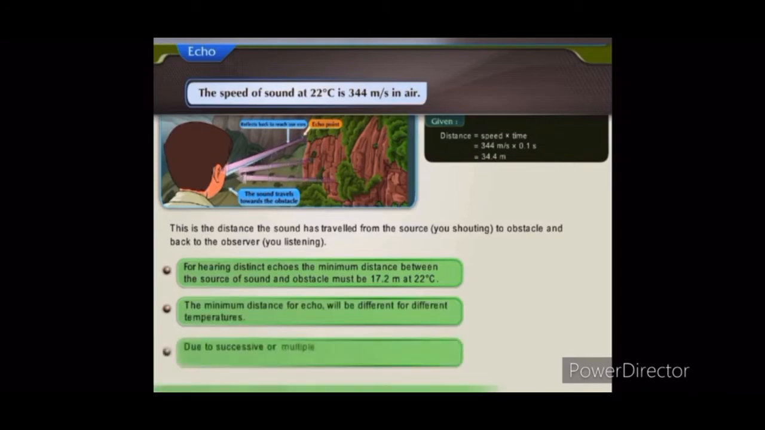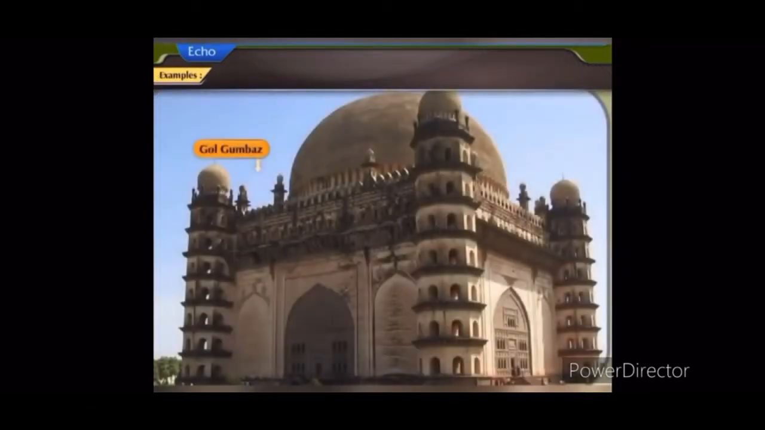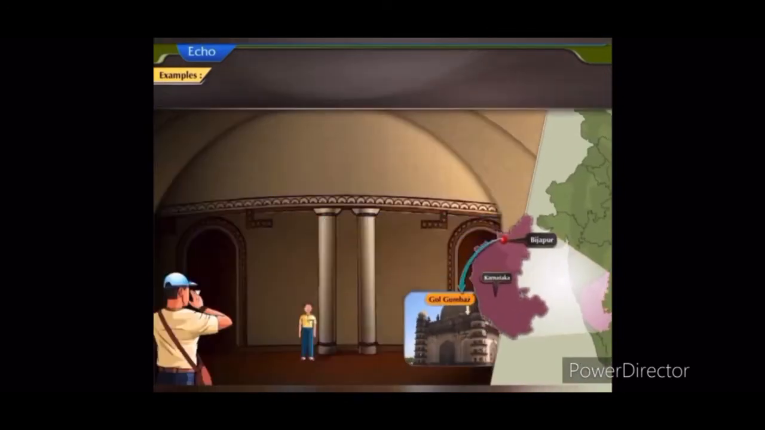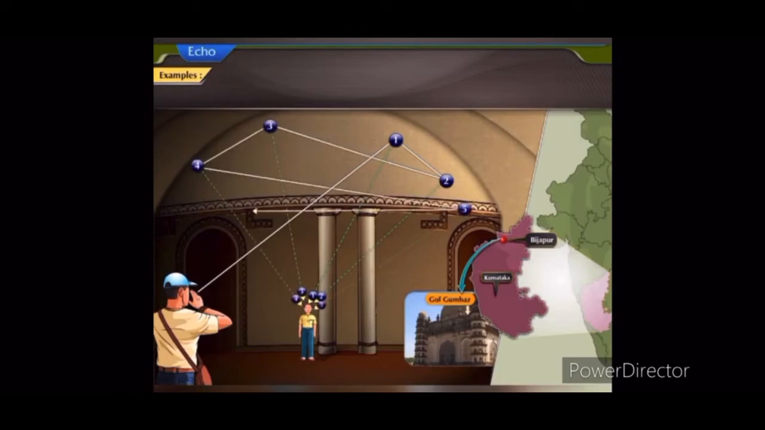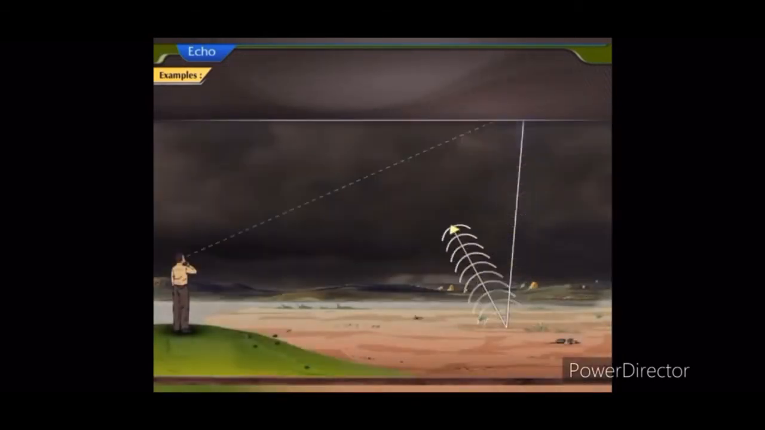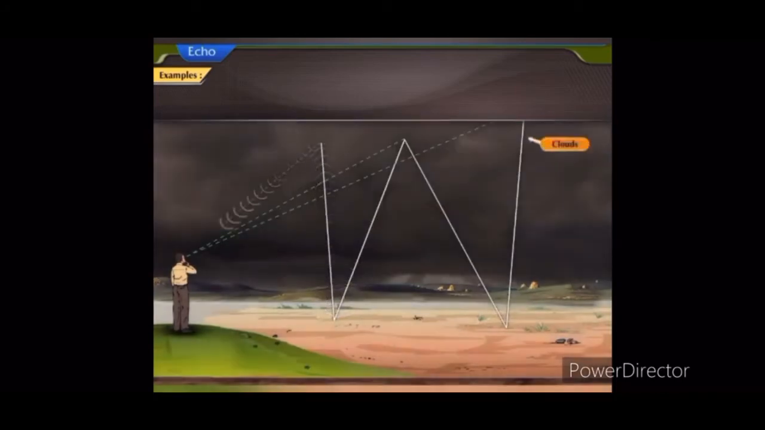Due to successive or multiple reflections, echoes may be heard a number of times. Example: Gol Gumbaz, a dome in Bijapur, Karnataka. Here you can hear almost 7 echoes of your voice. The rolling of thunder is due to the successive reflections of sound from the clouds and from the land.